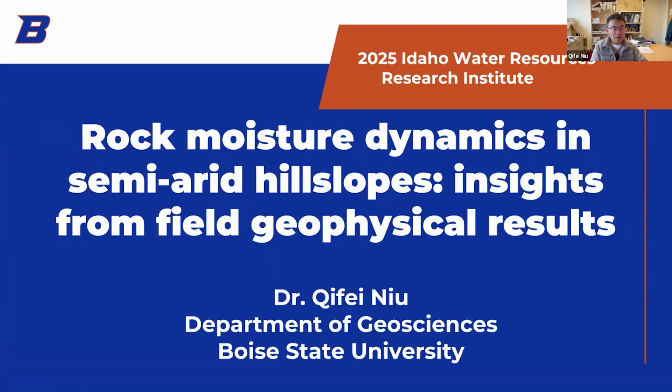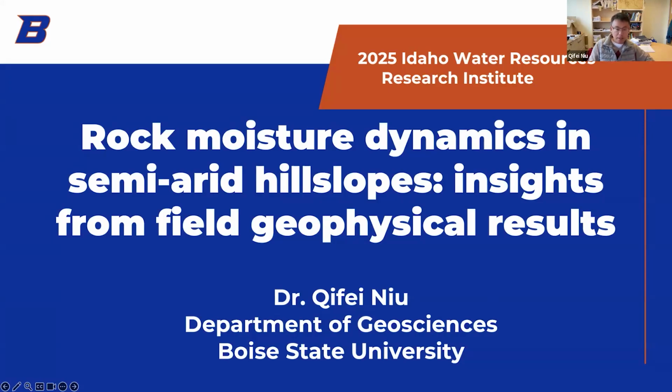So it's my pleasure to give a talk about rock moisture dynamics in the semi-arid hill slopes. And when we say semi-arid, we're focusing on Idaho, at a site called the Dry Creek Experimental Watershed. That is very close to our Boise State campus, and that's part of the reason why we chose that site. Another reason is that we have very long-term field monitoring data: meteorological data, and also soil moisture and stream flow data. Today I'm going to focus on some insights from the field geophysical results.